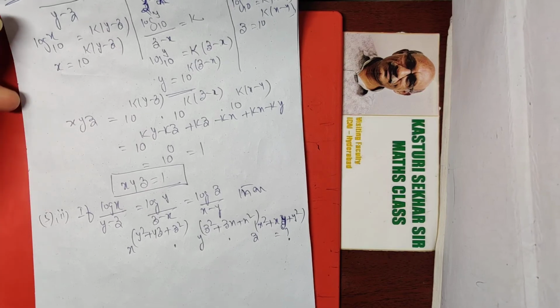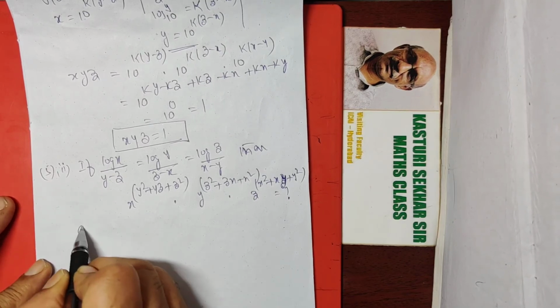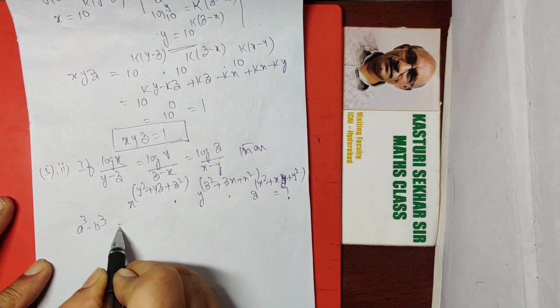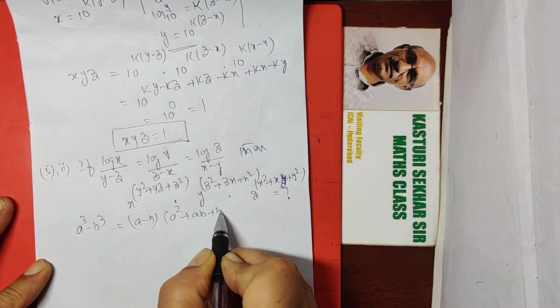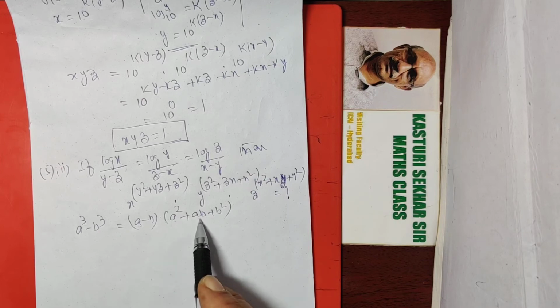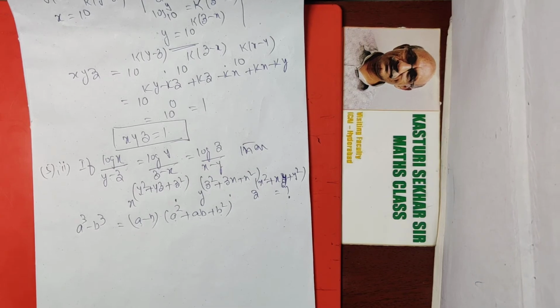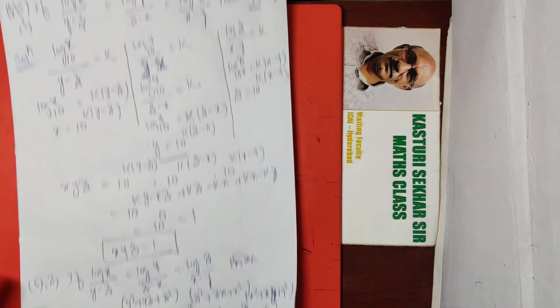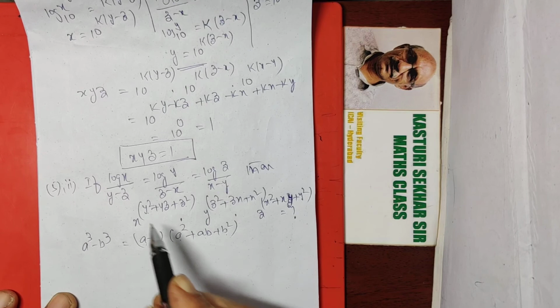Okay, sir. A very simple question. We know there is a result in algebra. A cube minus b cube is equal to a minus b into a square plus ab plus b square. A cube minus b cube can be written as a minus b into a square plus ab plus b square. Now sir, a square plus ab plus b square is already given. What is required for me? A minus b is required. Now this is the same question. I can replace here.